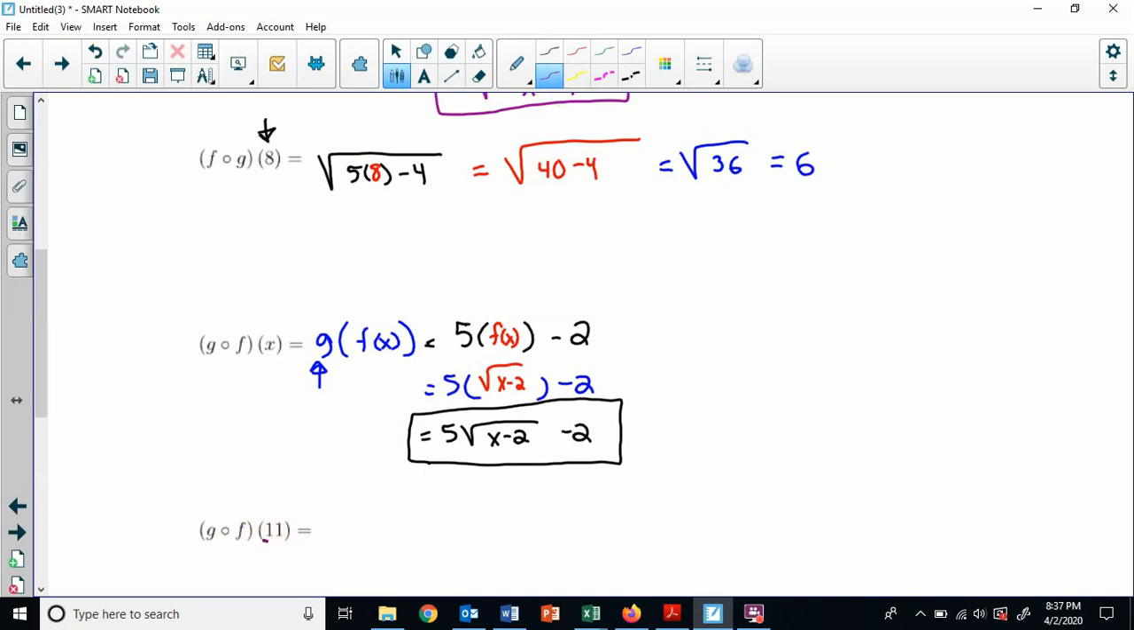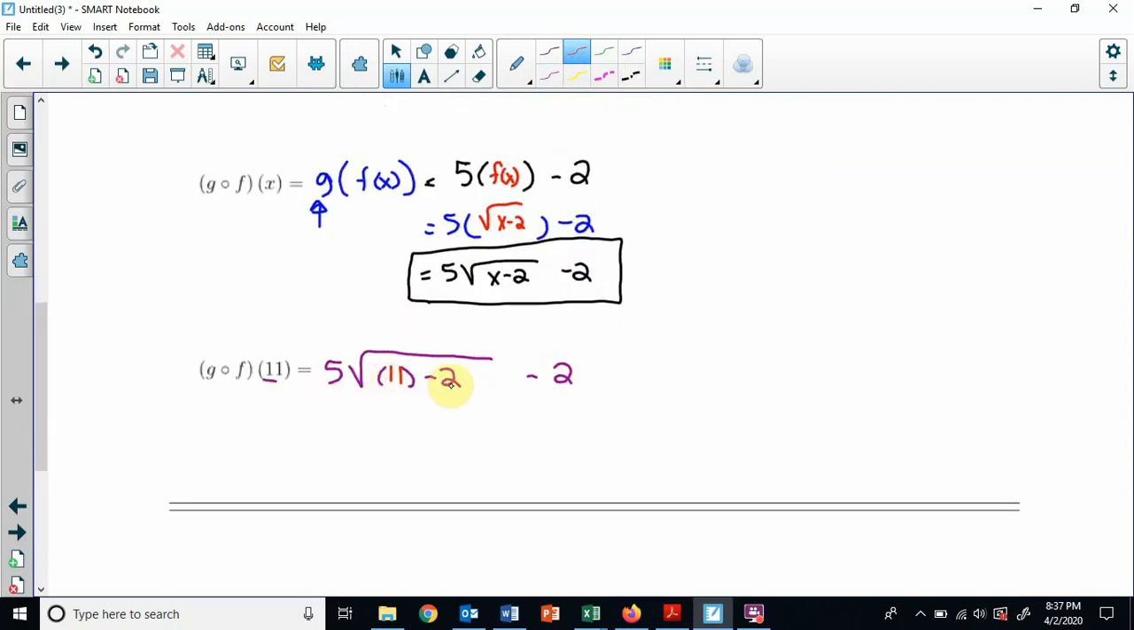Okay, now can I do the same thing and plug in an 11? So what's my final answer? 5 square root of blank minus 2 outside the square root minus 2. And we are plugging in an 11. So let's see, what's 11 minus 2? That is 9. 5 square root of 9 minus 2. What's the square root of 9? That's 3. 5 times 3 minus 2. 5 times 3 is 15. 15 minus 2 is 13.